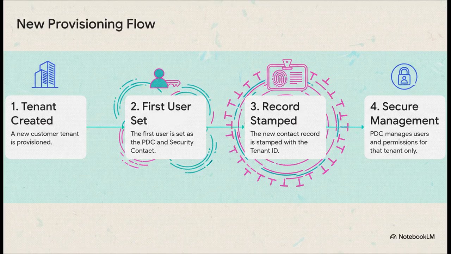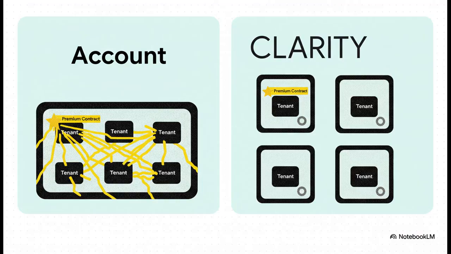Step 1, a new tenant gets provisioned. Step 2, the first user from that order automatically becomes the PDC and the default security contact for that specific tenant. Step 3, the record gets stamped with the tenant ID. And from then on, that PDC securely manages users for that single tenant only. No more guesswork, no more wide-open security holes. It just makes sense. I mean, the difference here is just night and day.